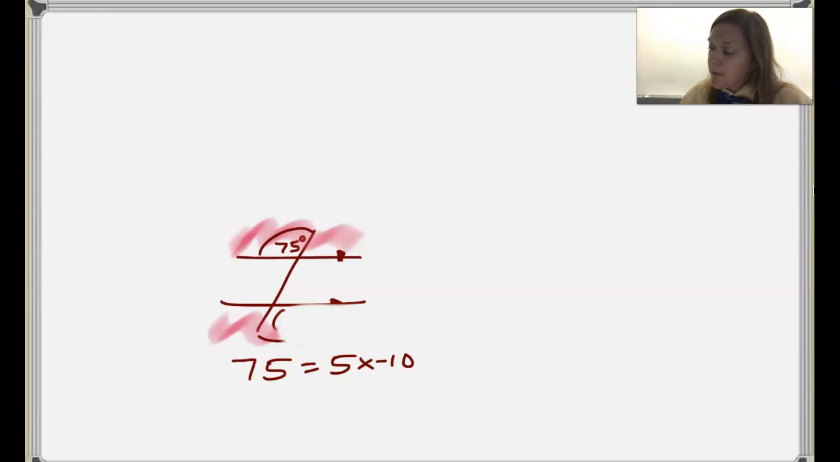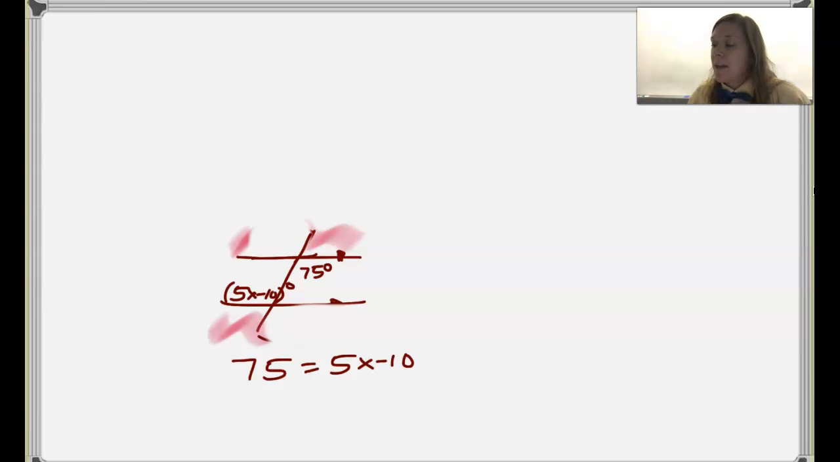If I would move that 5x minus 10 to, let's say, right here, now I have corresponding angles. I would still set those equal to each other. Or if I move that 75 to right here, now I have alternate interior angles, and I would still set them equal to each other. Okay?